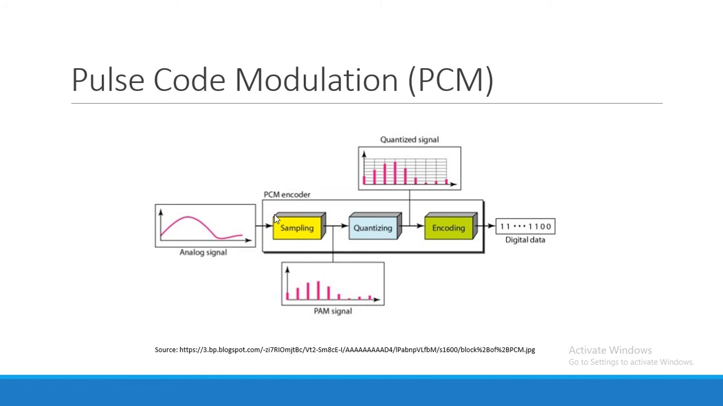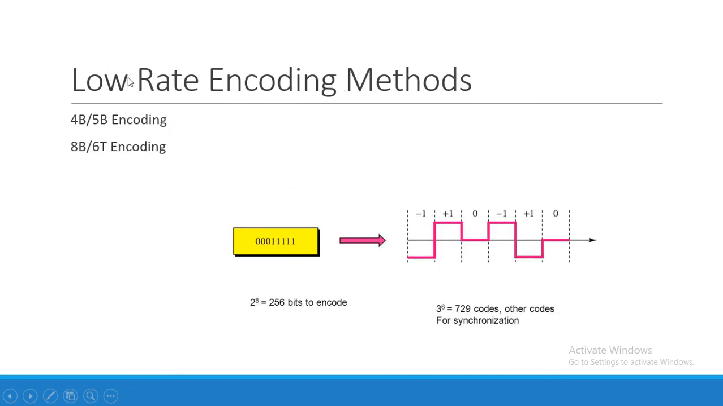PCM is one of the processors used to convert analog signal to digital signal. This process is used in telephones. This process consists of three stages: sampling, quantizing, and encoding. You can see that in this image. Now let's move to the next slide.